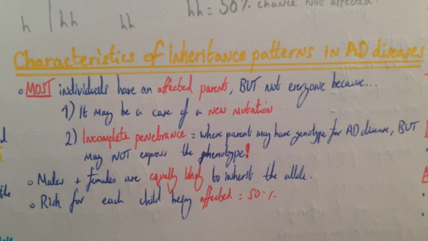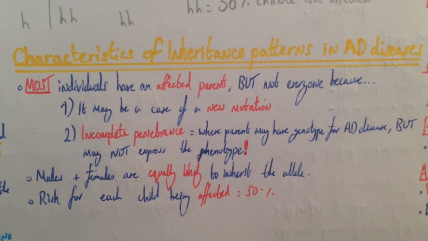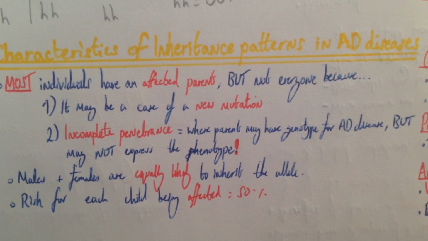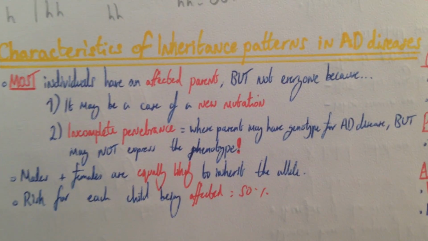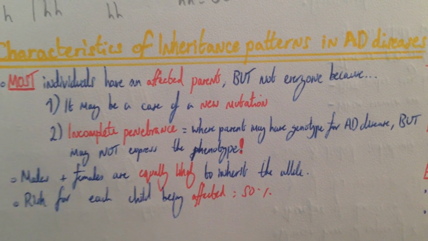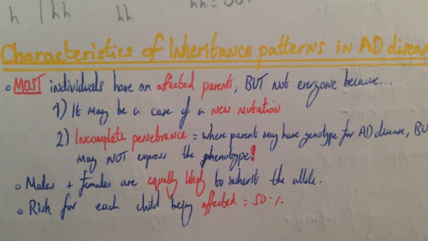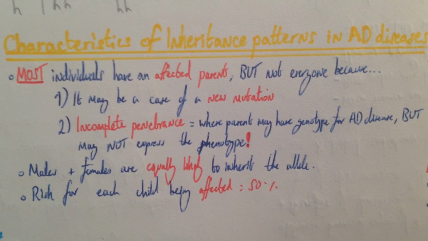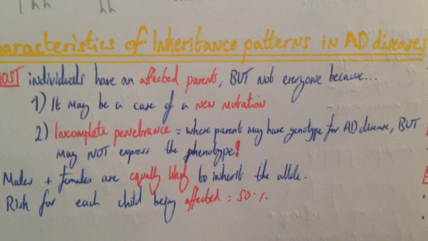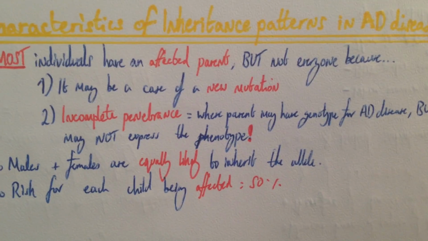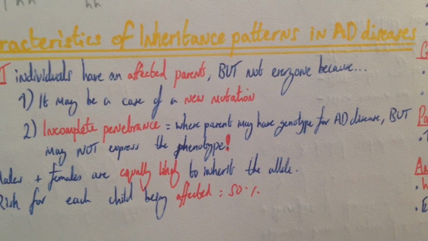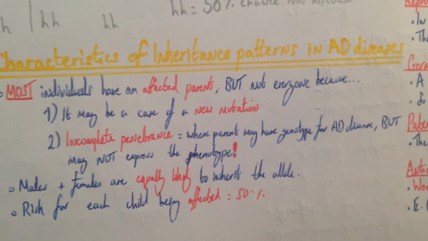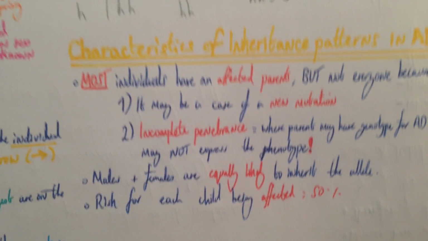Most individuals with an autosomal dominant disease, tongue twister, have an affected parent. But not everyone does, because number one, this individual may have a new mutation which may cause the disease, and number two, there may be incomplete penetrance, where the parent may have the genotype for autosomal dominant disease but may not express the phenotype, and we'll come on to more about penetrance later on.